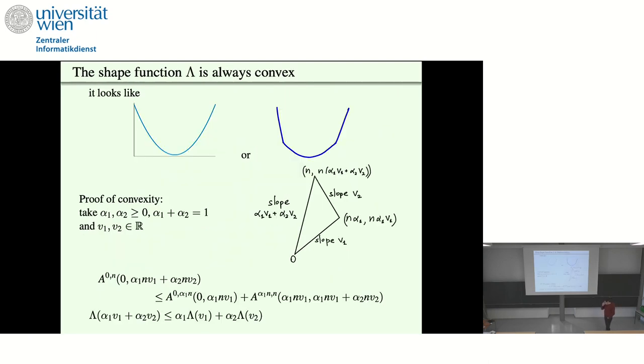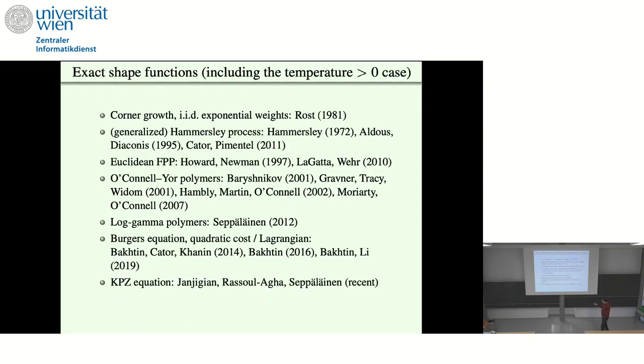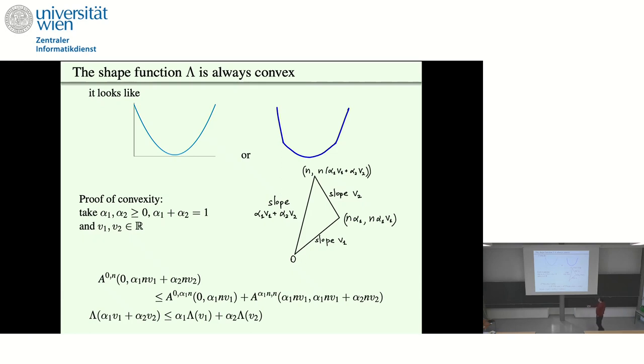But what do we know about shape functions in general? So they're always convex. And that's essentially the same kind of subadditivity property, right? Because if you want to go from here to there with this average slope, and instead you choose to go first with slope V1 and then with slope V2, because this is an extra restriction, the optimal path will be not worse than the concatenation of these two, and so that gives you this inequality, and then you just take limits, and you obtain this convexity inequality. So all these functions are always convex.